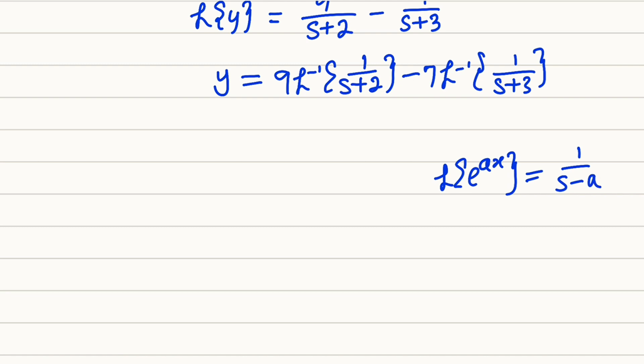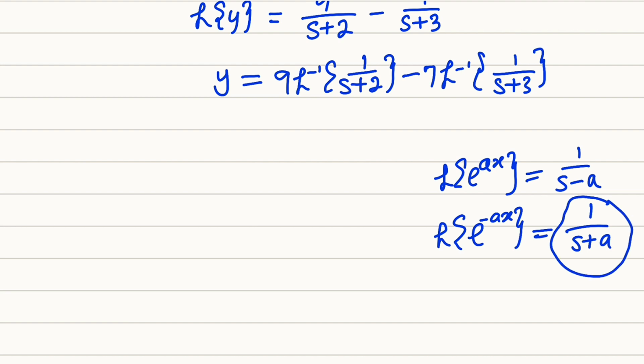But from our own expression, we have plus instead of minus. So we can change this to the Laplace transform of e to the negative ax equals 1 divided by s plus a. This means that if you take the inverse Laplace transform of 1 divided by s plus a, you're going to get e to the negative ax. So that's what we need to substitute here.